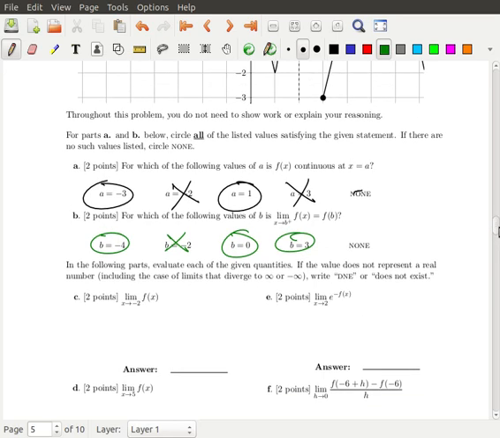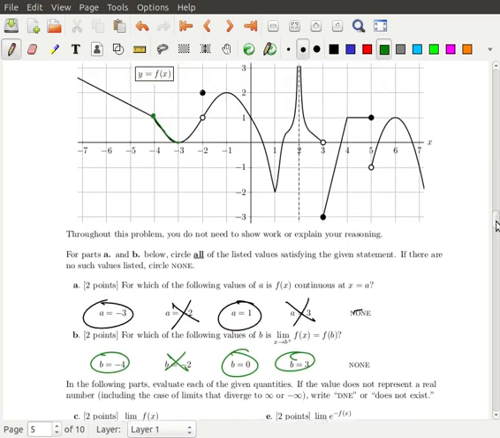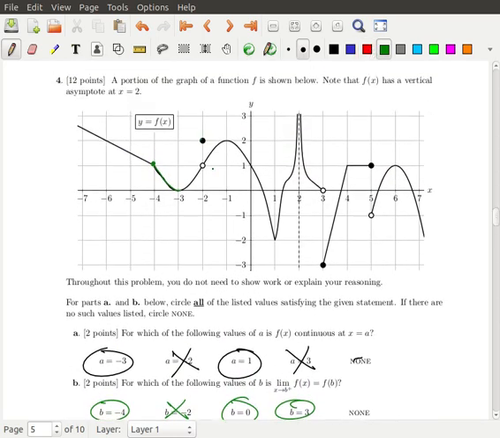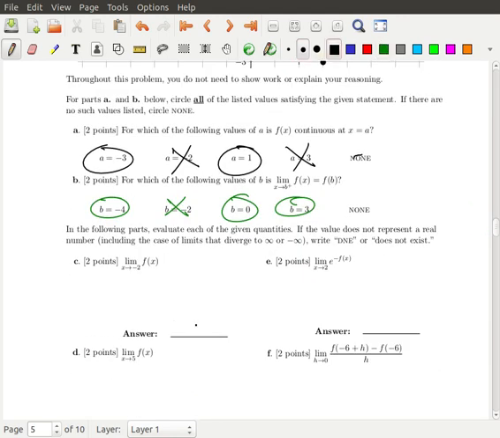Limit as x approaches 2 of f of x. As x approaches negative 2. So the limit as we approach negative 2. Well, from the left, it equals 1. And from the right, it equals 1. So the overall limit is 1.